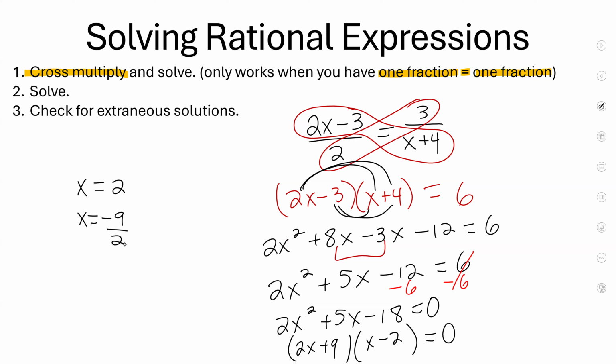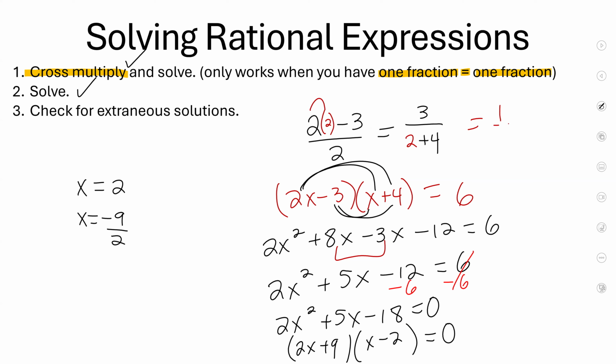All right. So now we went on ahead and solved. So we did the first step, which is cross multiply, and then now we're going to solve. Now we have to check for extraneous solutions. So I'm going to go back to my original problem up here, and I'm going to plug in a 2. Plug in a 2 here, plug in a 2 here. So 2 times 2 is 4, minus 3 is 1, so I get 1/2 equals 3 over 2 plus 4 is 6. Here, if you cross multiply, 2 times 3 is 6, 1 times 6 is 6. So that's true. So 2 is a solution.